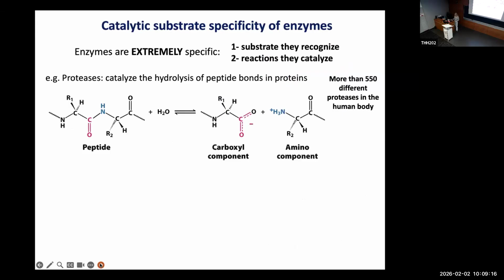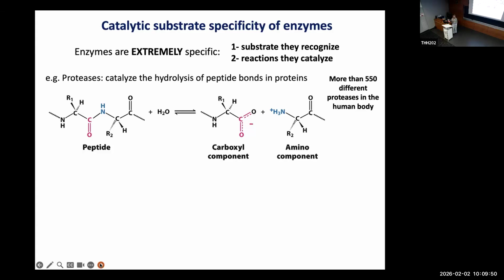Okay, so just a few more thoughts on enzymes and their substrates. They're very specific in the substrates they recognize and also the type of reaction they're catalyzing. So they don't randomly catalyze different reactions. They catalyze a very specific reaction. And I'm going to show you an example of one. A protease is an enzyme that catalyzes the hydrolysis of peptide bonds. So it breaks peptide bonds.